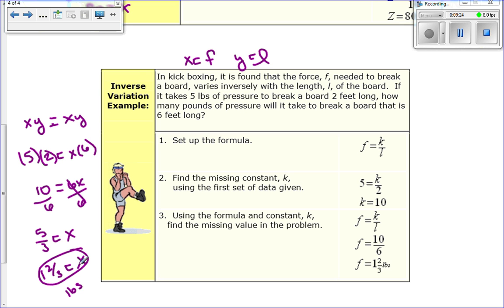That's really all there is with variation. Just remember, direct variation is x over y equals x over y. And inverse variation would be the inverse operation. Instead of dividing, you're multiplying. x times y equals x times y. And that's really all there is to it.